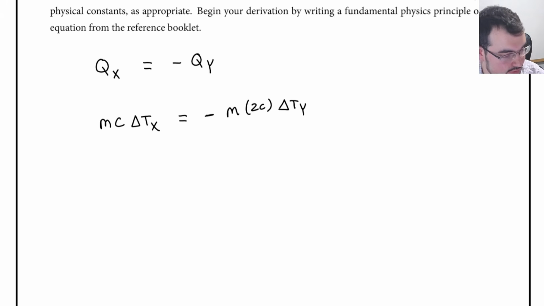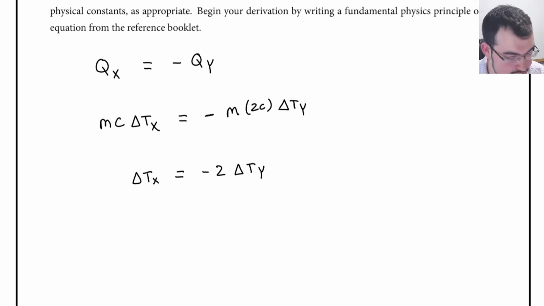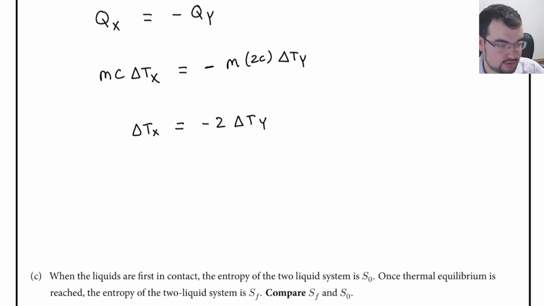Alrighty. Then, plugging in, we can get rid of the C's. So we get this fact that delta T of X is equal to -2 times the delta T of Y. That already proves our claim is correct, because we see that X increases by twice the amount that Y decreases.